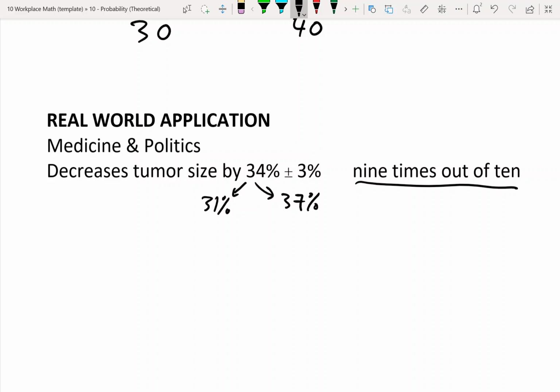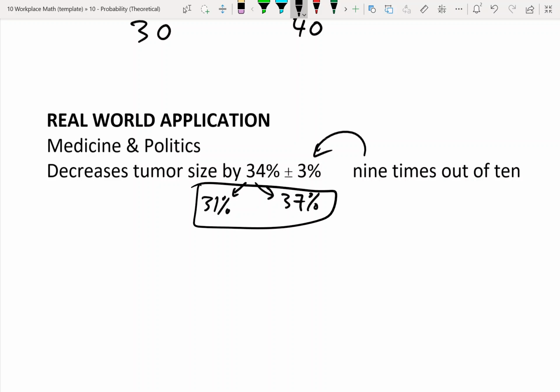That means that if they did an experiment, if they took 10 people and they gave this medicine, that means that 9 of those people would fall within this range. They can calculate this stuff using, again, complicated university statistics, but you just need to understand what this plus minus thing means. It basically means there's a range, which is what we talked about, but it's a range on your predictions. Okay? That's it.